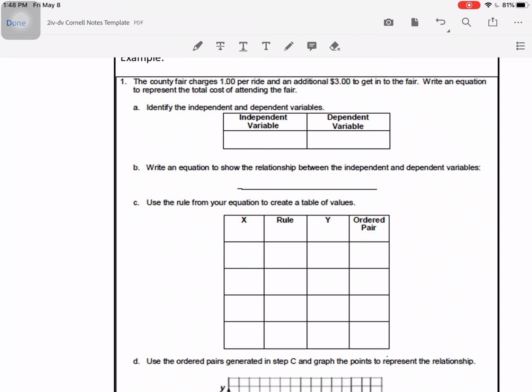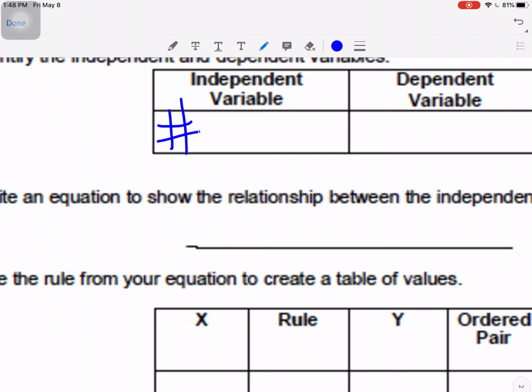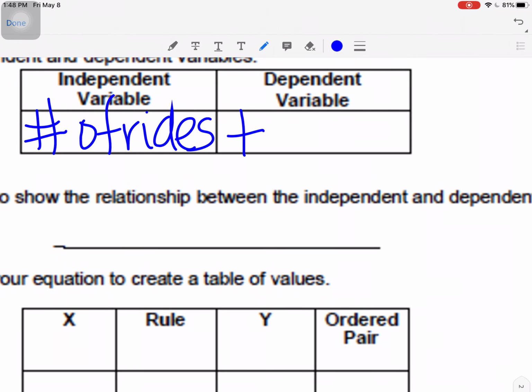So first, let's identify our independent and dependent variables. Independent happens first. So when we go to the fair, we have to determine how many rides we're going to ride in order to find out how much we're going to pay total. So the independent variable will be the number of rides. Because each ride is $1, we have to know how many rides we want in order to find out how much we're going to pay. And our dependent variable will be our total cost for admission.